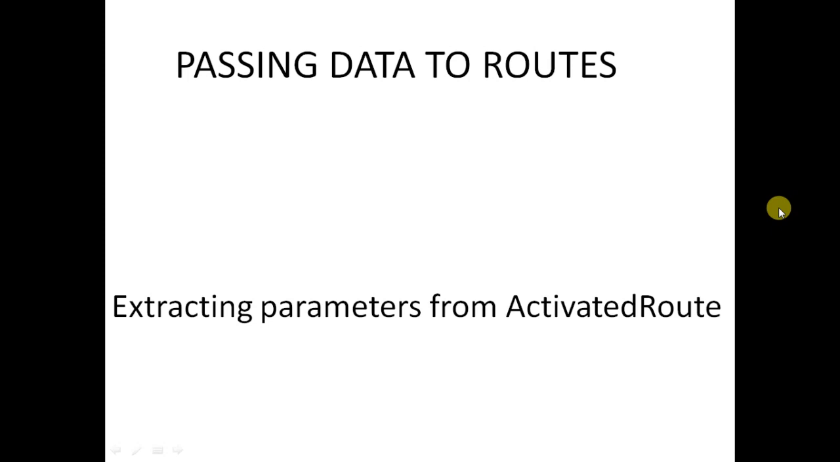Now passing data to routes. The basic routing application showed how you can display different components in a predefined outlet on the window. But you often need not only to display a component but also to pass some data to it. If you navigate from the home to the product detail route, you need to pass the product ID to the component that represents the destination route, such as ProductDetailComponent.